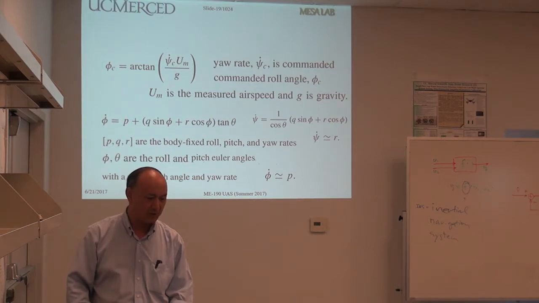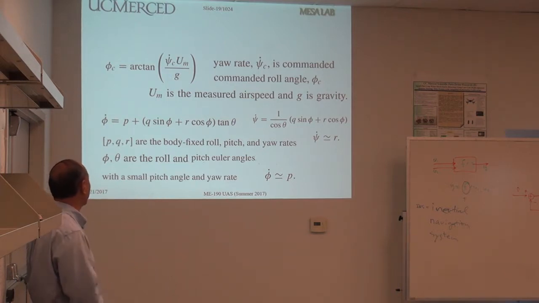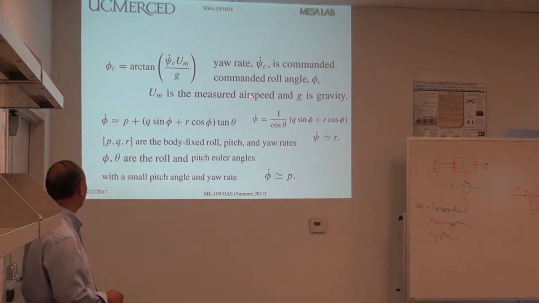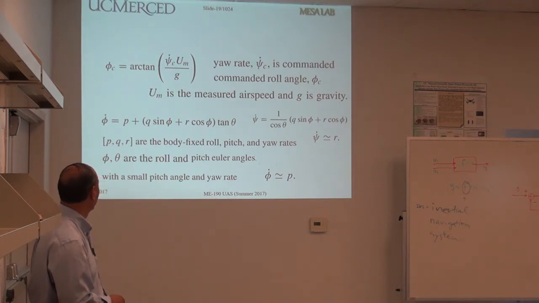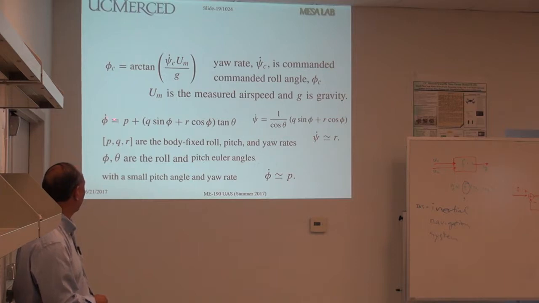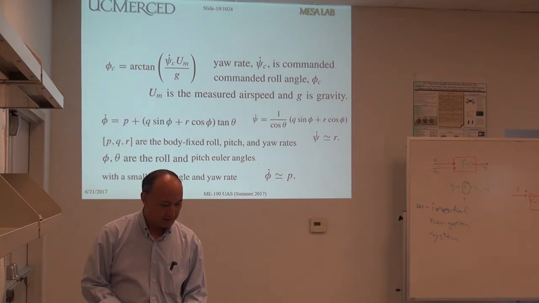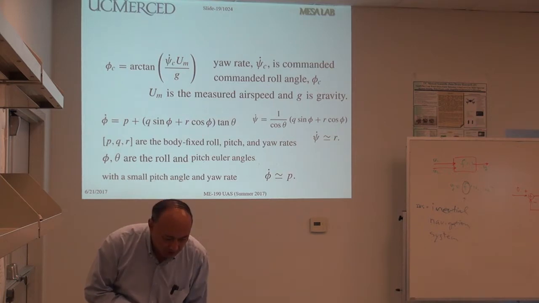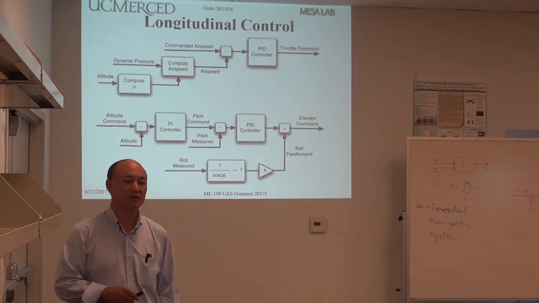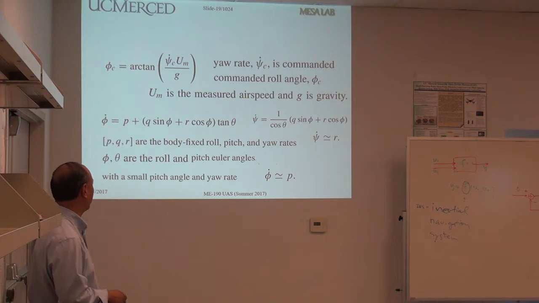So commanded roll angle, phi C is the roll angle. U M is the measured airspeed, g is gravity. Then we can compute what is phi dot and psi dot, okay? We assume that the pitch angle and yaw rate are both small in this case. So in that chapter, it's more on this; this slide is like a half page explanation about all this.